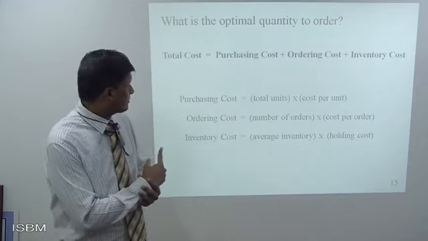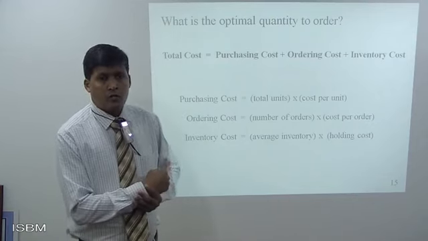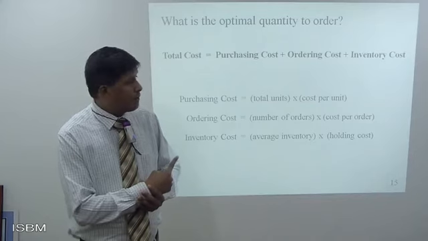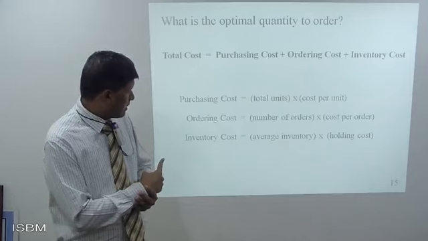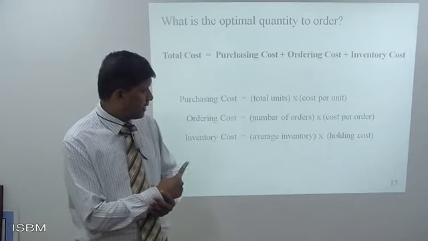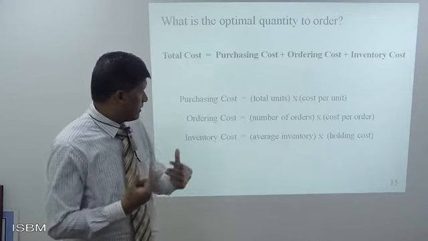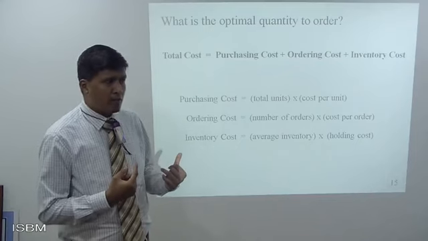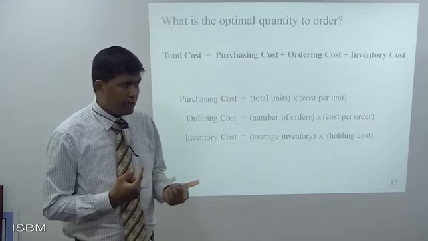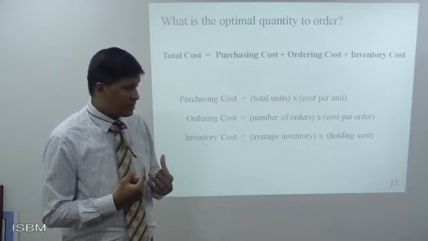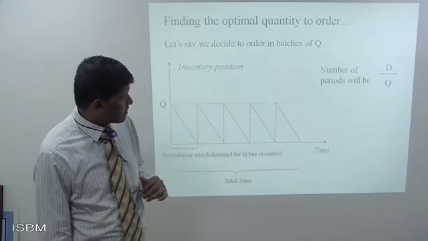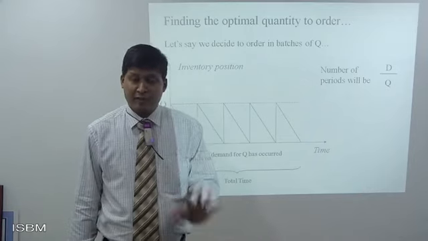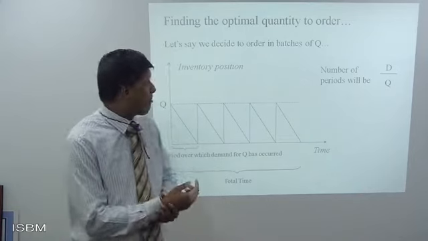I repeat, total cost is purchasing cost plus ordering cost plus inventory cost. Purchase cost is units into cost per unit. Ordering cost is the number of orders into cost per order. Inventory cost is the average inventory into holding cost. And now let's fit this in with a few graphical models, and these are interesting ones as well.